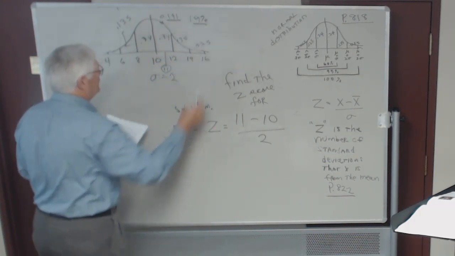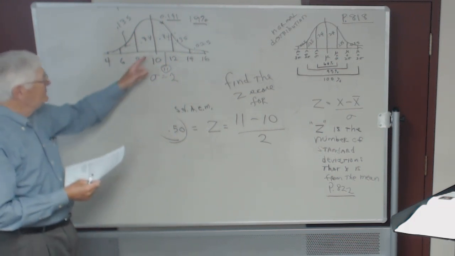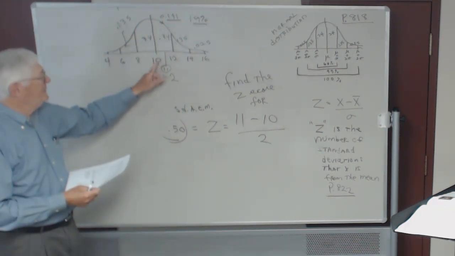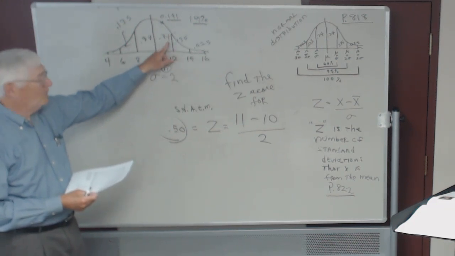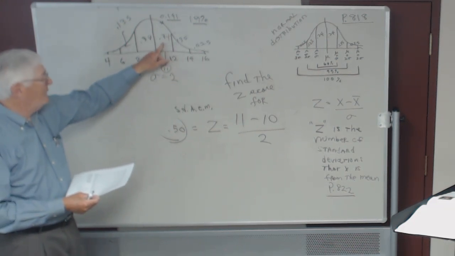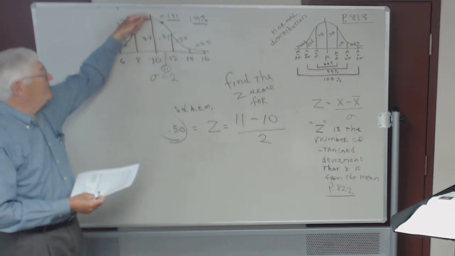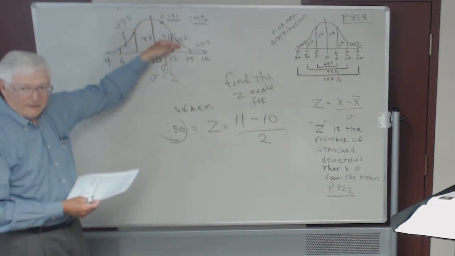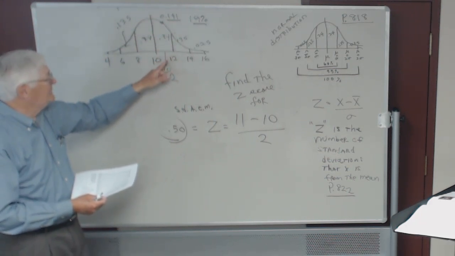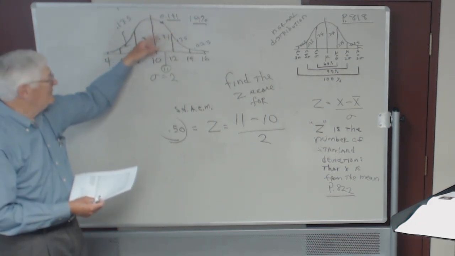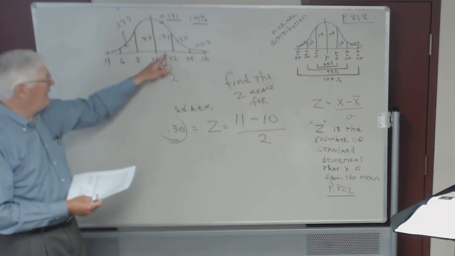19%. You go, but I thought that was 50%. Yeah, but how many are going to score between 10 and 12? 34%? Well, wouldn't halfway be half of that? It would if it was a straight line, but because it curves, 19% are between 10 and 11.